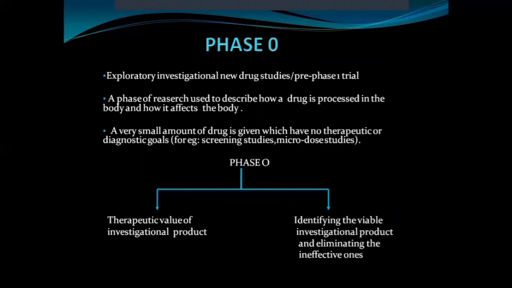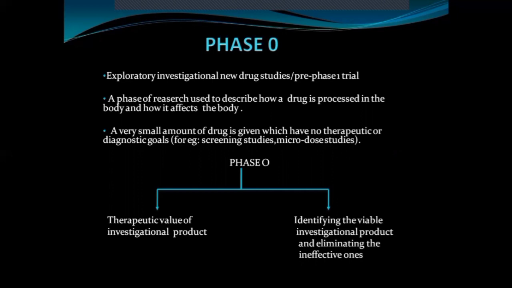Phase 0. Phase 0 is called Exploratory Investigational New Drug Studies, or the Pre-Phase 1 trial. The exploratory investigational drug studies and the pre-phase studies are used in research to describe how the drug is processed in the body and how it affects the body. A very small dose of the drug is given in the early phase, or phase 0, which has no therapeutic or diagnostic goals. For example, screening studies and microdosing studies.